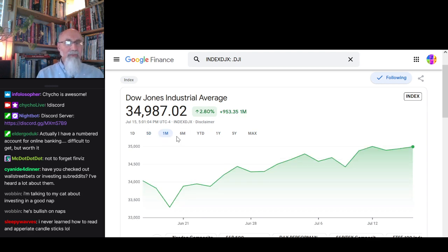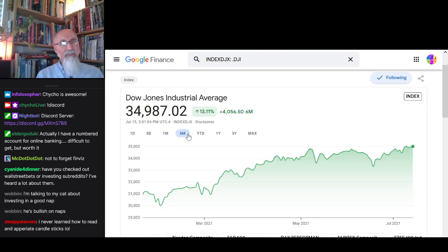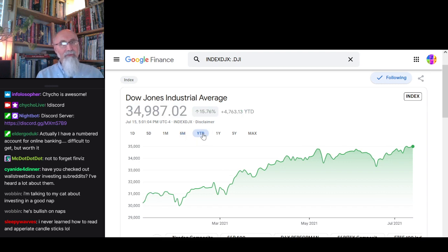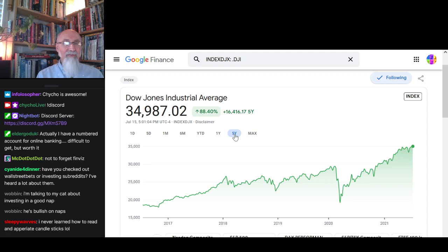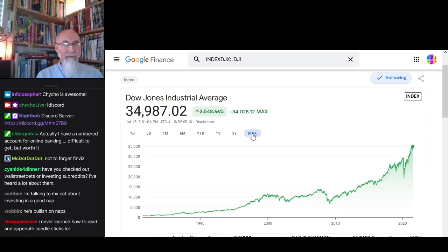1 month, it's gone up 2.8%. 6 months, it's gone up 13.11%. Year to date, up 15%, 16%. In 1 year, 30%. That's a huge gain in 1 year, gang. In 5 years, the Dow is up 88%. That is a huge gain, gang. Keep that in mind. And at maximum, the Dow Jones is up 3,500% since 1981. That's how far back it goes.